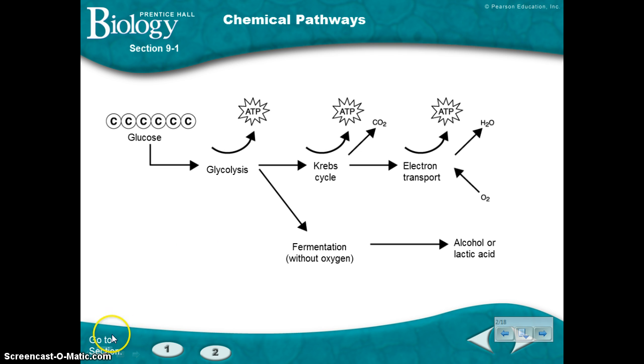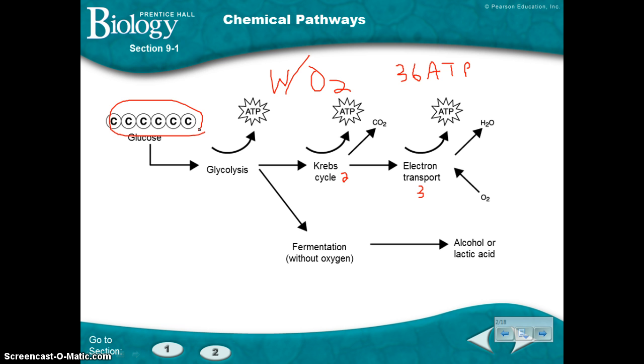In the presence of oxygen, so right up here with oxygen, the second process would be the Krebs cycle. The third process would be the electron transport system. And that is going to result in the cell making 36 molecules of ATP from each glucose that it started with.